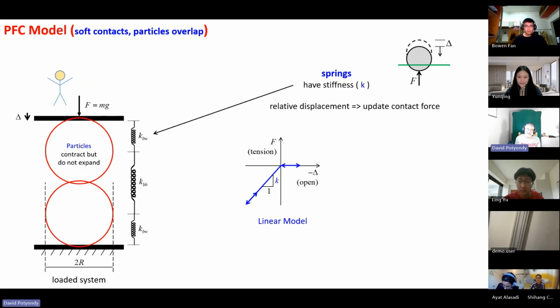And what's going to happen to those springs? How is the force going to be related to the deformation? In this case, here's a particle. It's initially just sitting on this surface, and we're forcing it down by delta, which means a force starts pushing against it. This to the right is opening, that's a gap. And this to the left is overlap.